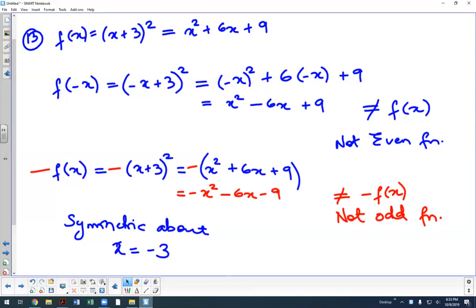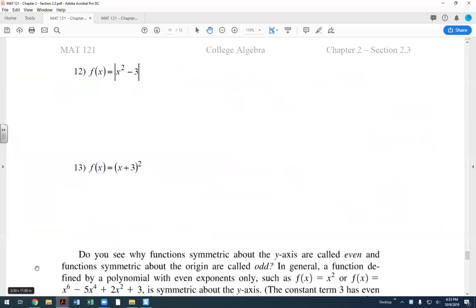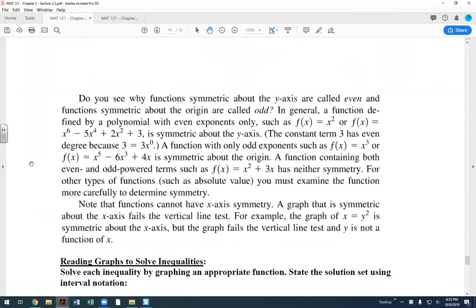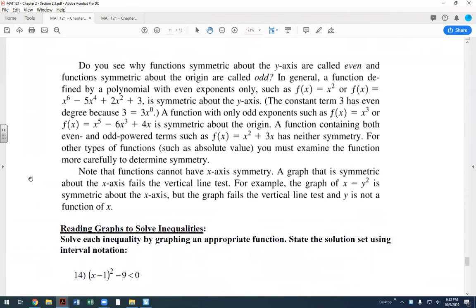Okay. So let's go back to our handout. Now this little guy here is actually talking about how easily you can identify what kind of a function you have, in terms of is it odd or even, just by looking at the equations themselves. So they are saying that if you have a function where all the exponents are even exponents or all the exponents are odd exponents, then you actually know what kind of function you have.